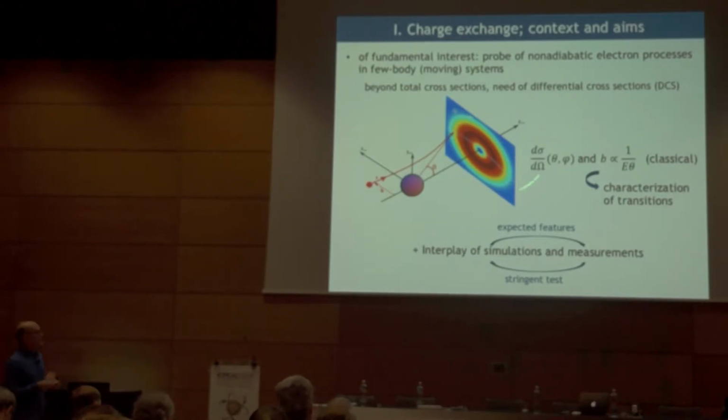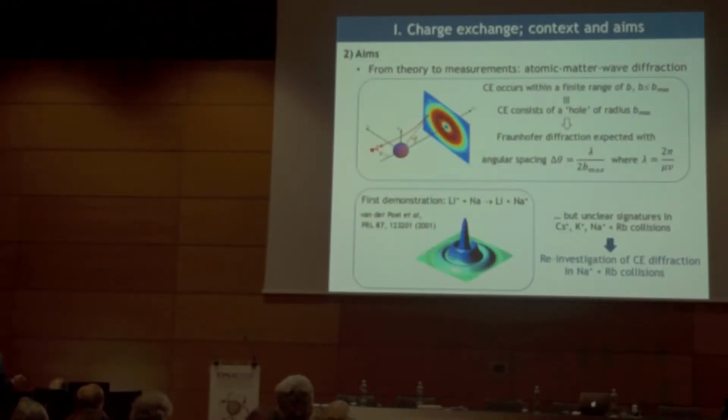Furthermore, measurements are usually accompanied by simulation, and there is a strong interplay between simulation and measurement. For instance, from simulation, one can infer some expected feature of the dynamics, but they have to be verified by the measurement. This is typically the case of diffraction. And reversely, the measurements are necessary to test the accuracy of the theoretical description. And we will see that this is typically the case in the case of oriented targets. So now our aims.